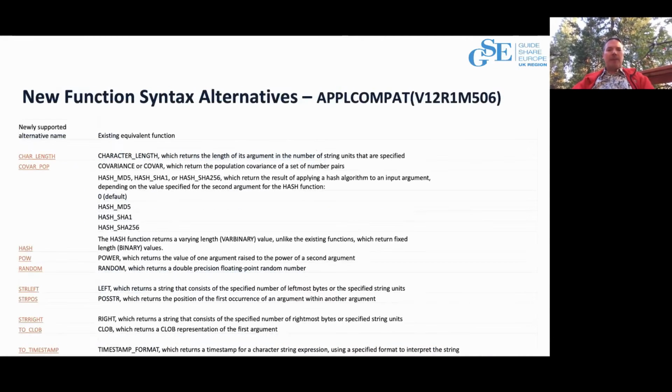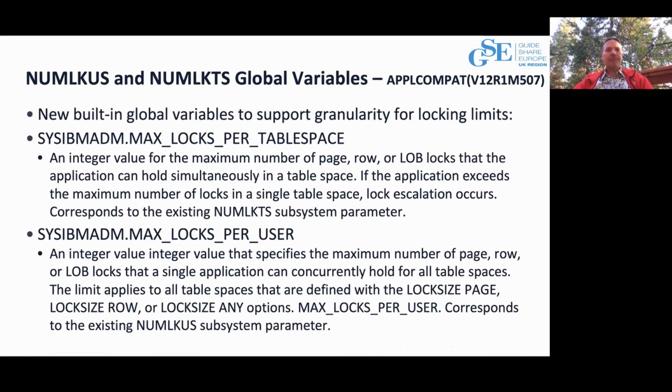All right, almost finished here. A couple of other things that were added in 506, a bunch of syntax alternatives. So CHAR_LENGTH for character length, COVAR_POP for covariance, HASH for the hash functions that I showed you earlier, for compatibility with LUW's hash, the way their syntax is, and then POWER for POW, for power, RANDOM, etc. So again, some family compatibility items that help with portability. All right, I think this is the last slide.